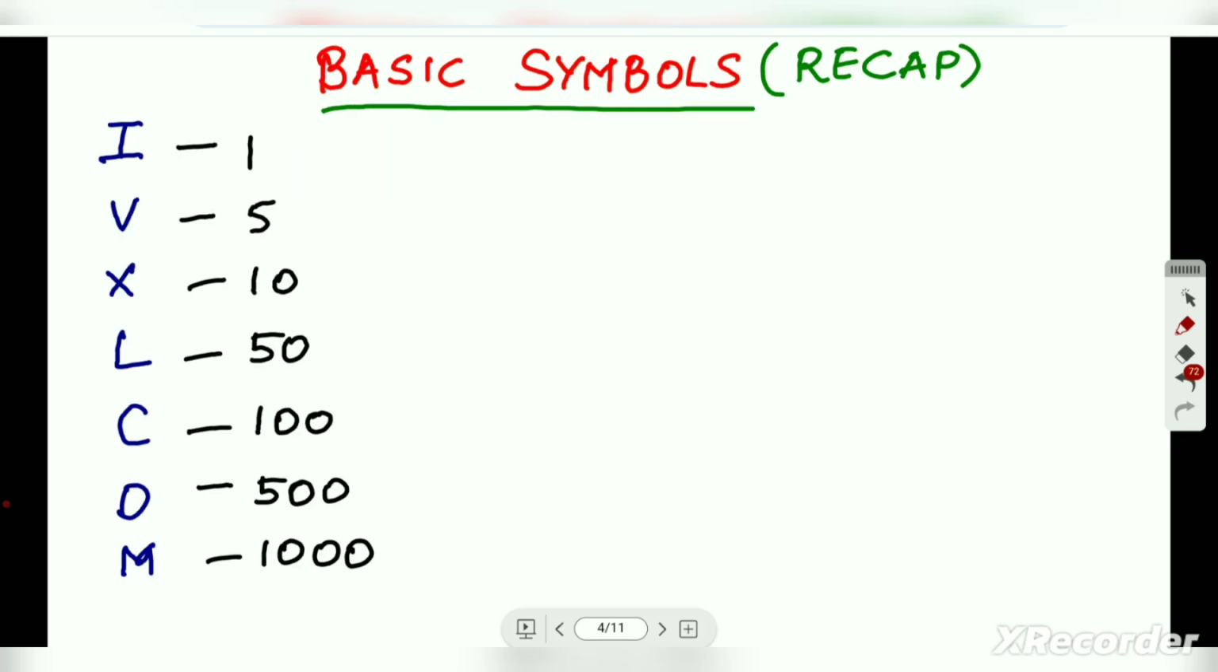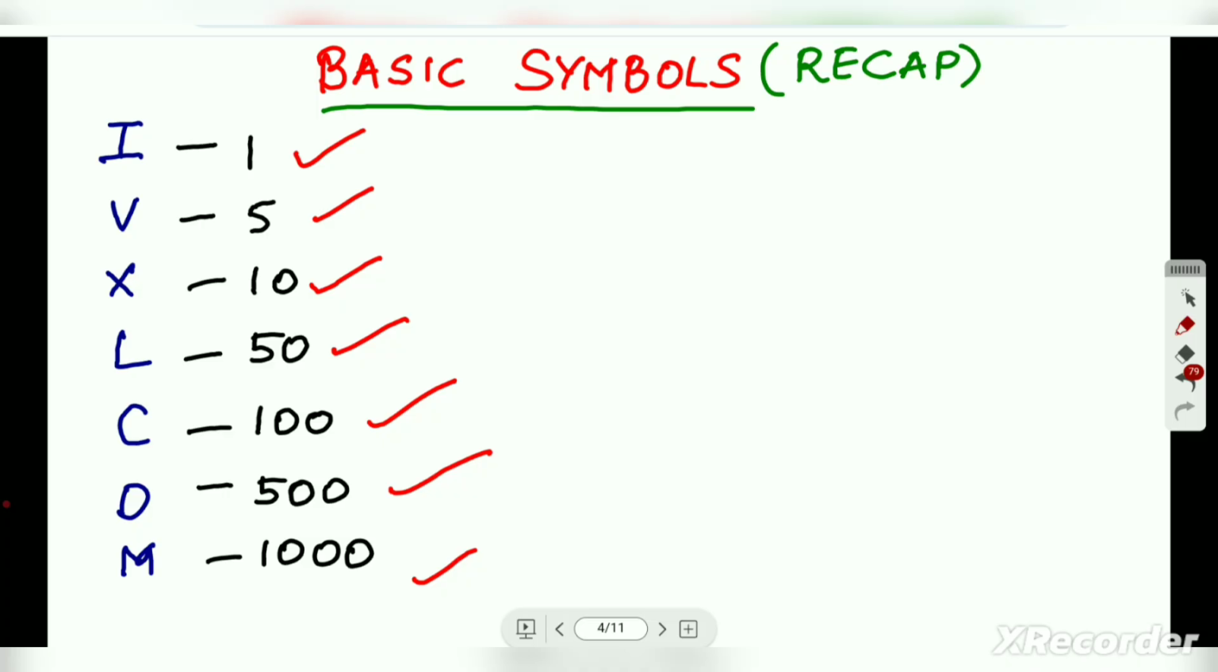First, let's recall the basic symbols we learned in the first video. I for 1, V 5, X 10, L 50, C 100, D 500, M 1000. I hope you remember this.